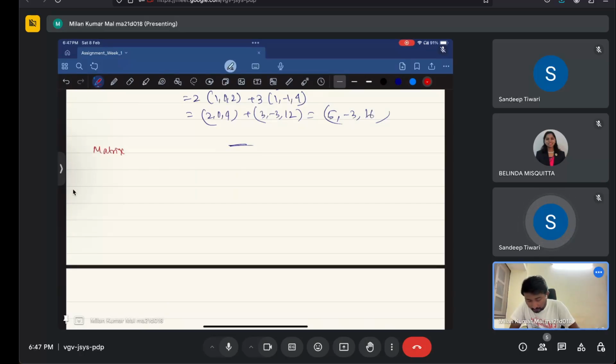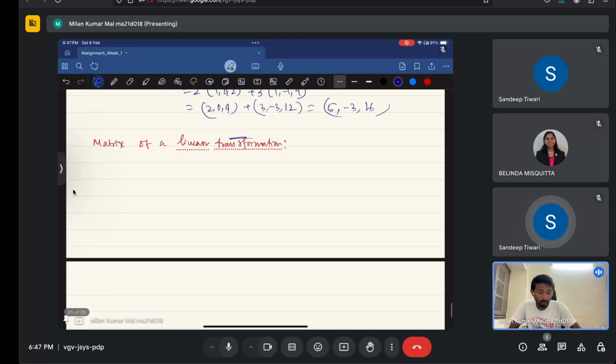Matrix of a linear transformation. Note that for the matrix of a linear transformation, T will be a linear transformation from a finite dimensional vector space to a finite dimensional vector space. If one of them is infinite dimensional, a matrix can still be given, but that matrix is not of finite order; it will be an infinite array. Whatever matrices you have been introduced to till now are all finite order matrices.